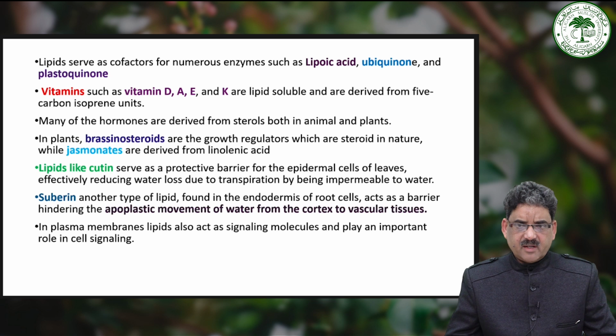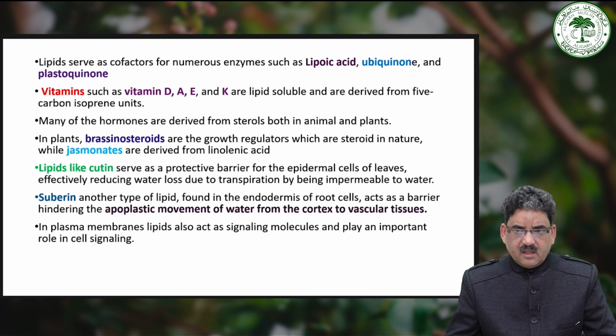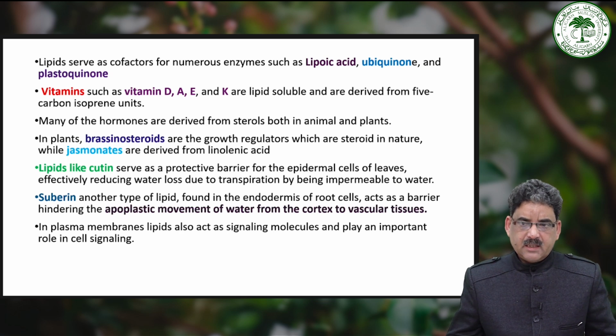Hormones, integral for both animal and plant systems, often originate from sterols. In plants, steroid-like growth regulators, and jasmonates derived from linolenic acid contribute to various physiological responses. Lipids like cutin function as protective barriers in the epidermal cells of leaves, reducing water loss through impermeability to water.